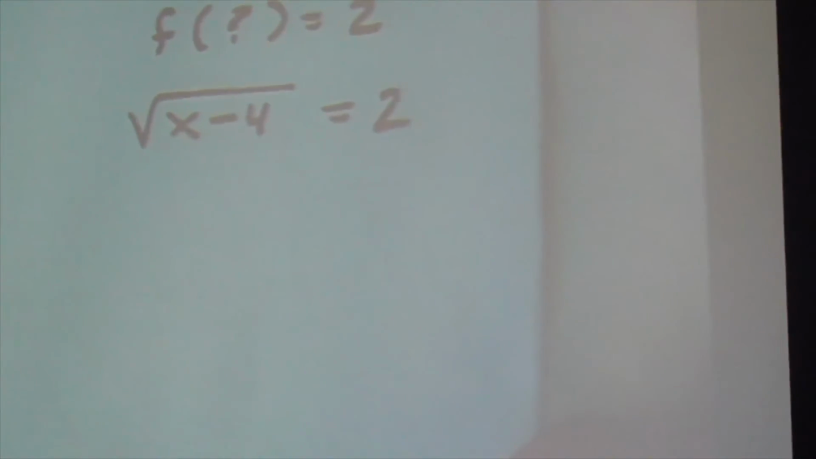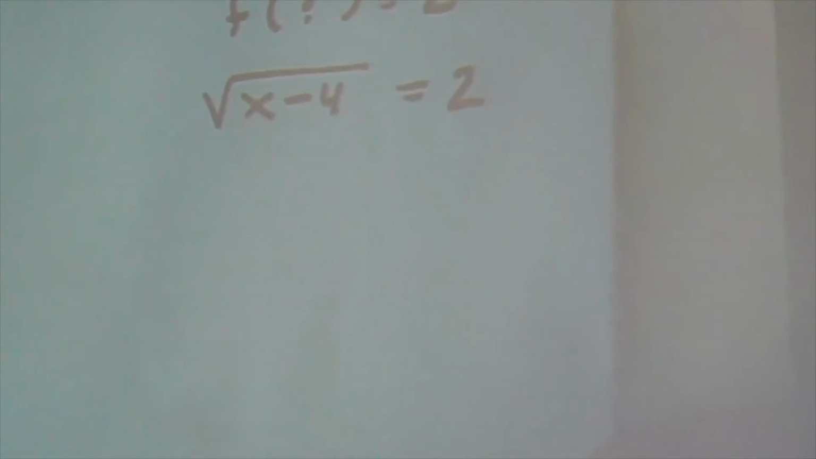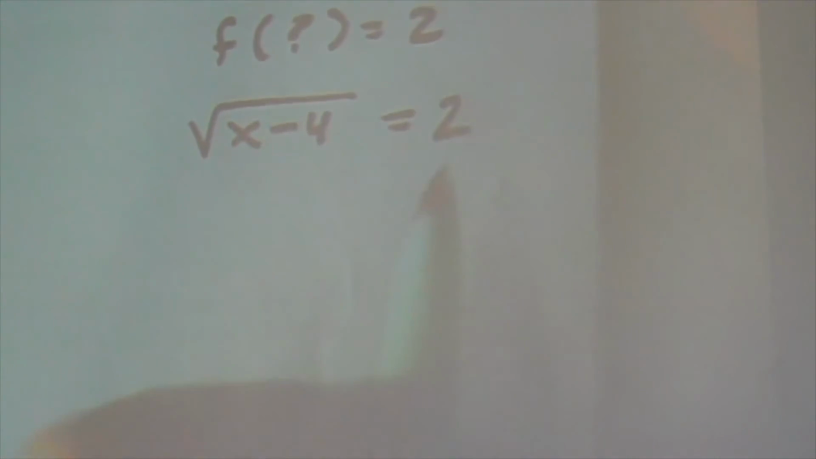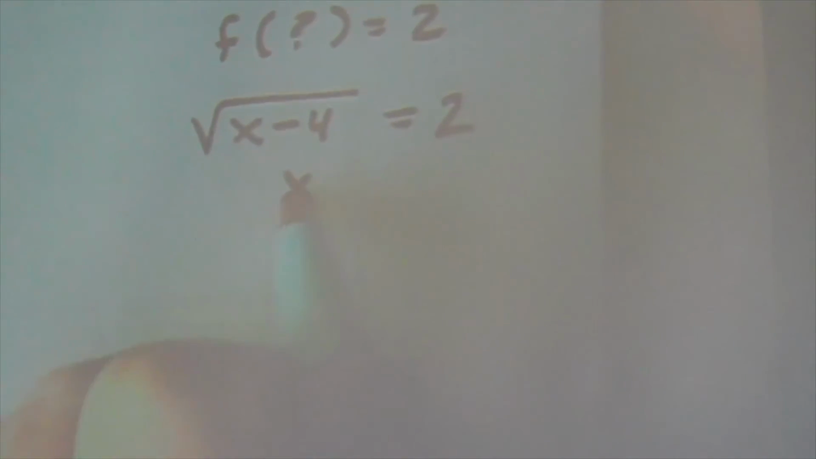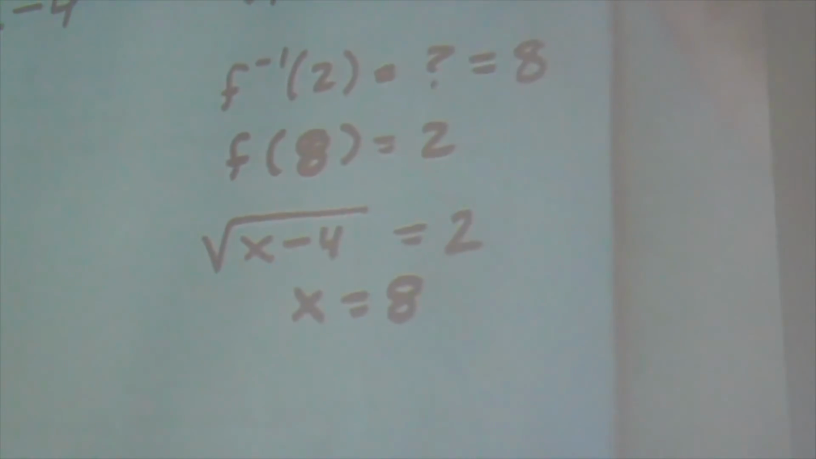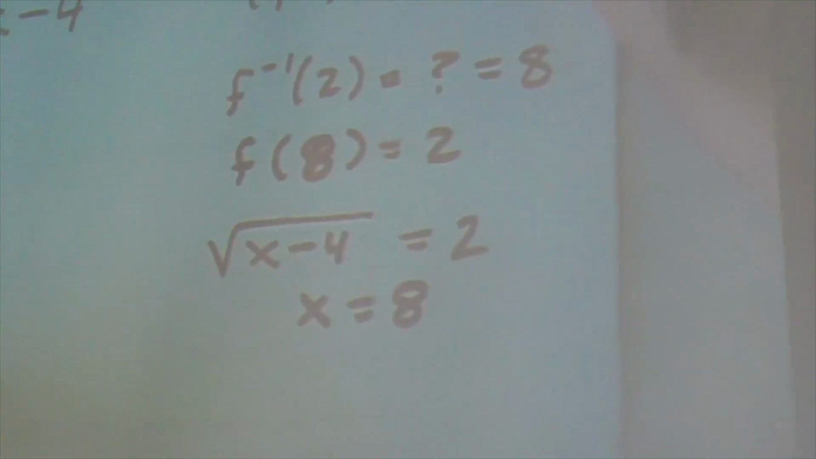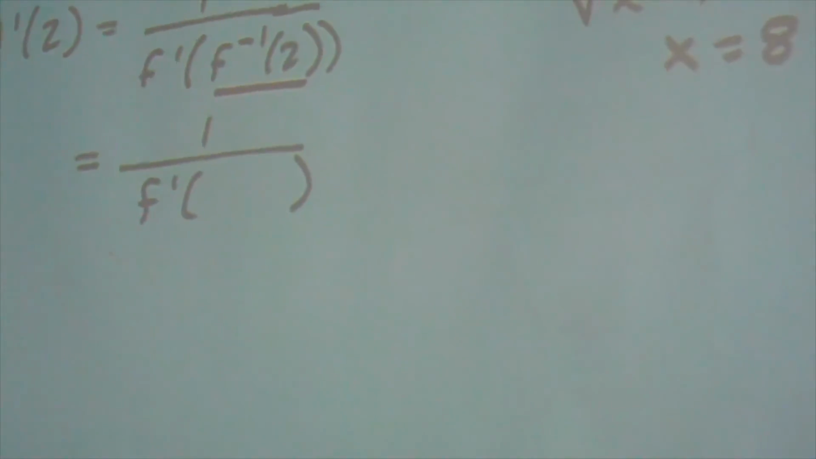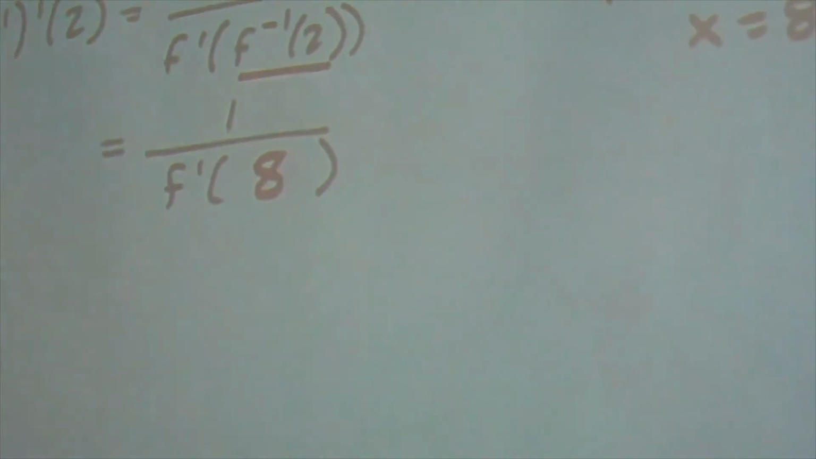Okay, so square root of x minus 4 needs to equal 2. Can we guess something, or can we solve that? We can guess. Square root of 4 would give me a 2, so I need to have a 4 inside, so that means x needs to equal 8. So f of 8 is 2, therefore f inverse of 2 equals 8. So 1 over f prime of f inverse of 2 is now going to take on the persona of an 8.